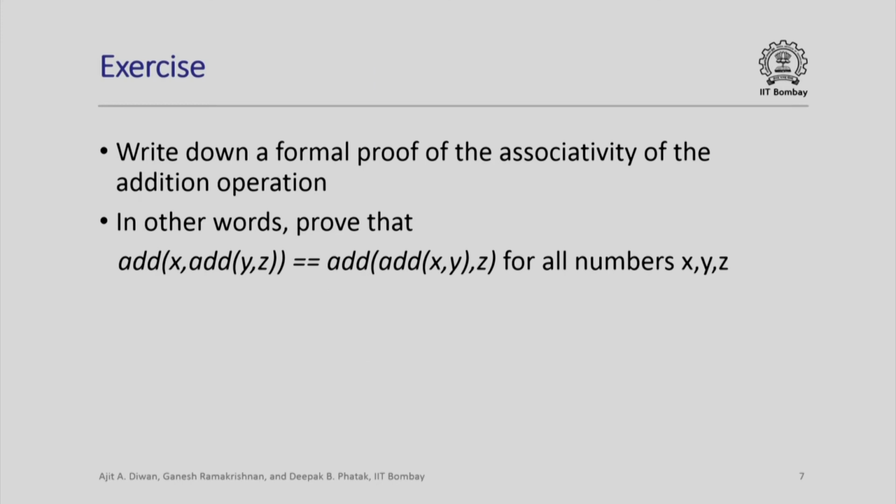So here is another property of the addition operation, which is called associativity. This says that add of x comma add of y comma z, or informally, x plus y plus z, is equal to x plus y plus z. The first expression on the left hand side says you add y to z and then add x to it. The second one says add x to y first and then add z to it, but the result should be the same no matter how you do it.